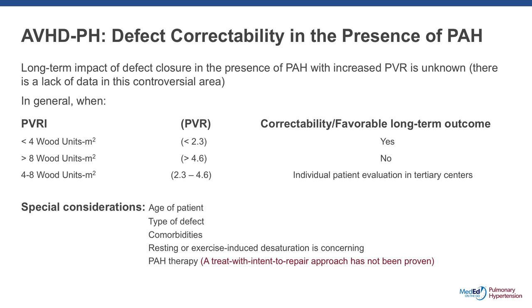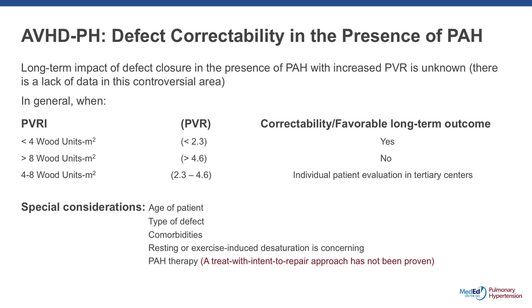Other things to consider include the patient's age, the type of defect, all their other medical comorbidities, whether or not they desaturate. This is really important information. If they really need that shunt, if they really need that pop-off when they walk, that tells you the right ventricle likes having that pop-off and might really struggle if you close that defect.